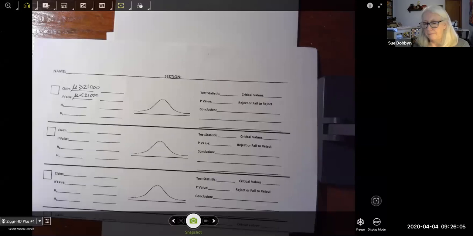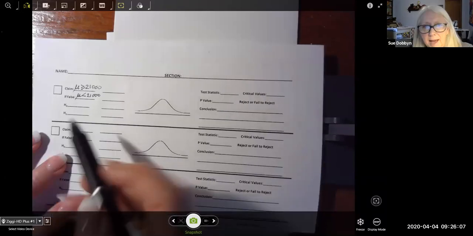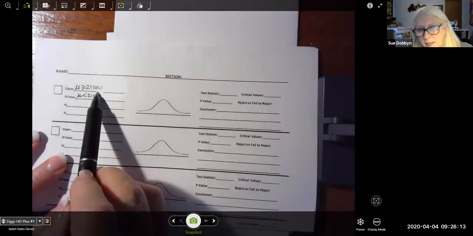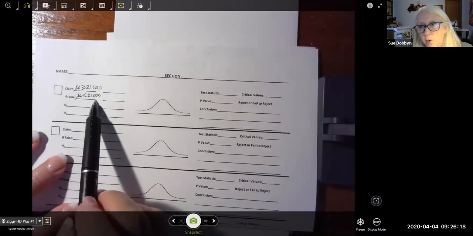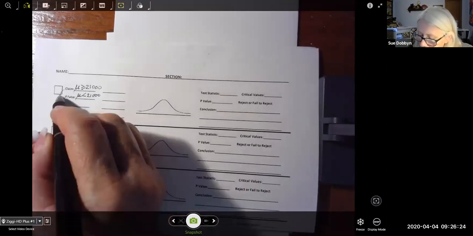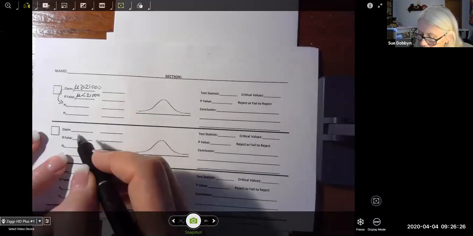This is the claim that the mean price of the used cars over the last 12 months is at least $21,000. Then that makes the if false statement mu is less than 21,000. So the claim becomes the null hypothesis because it has equal in it.